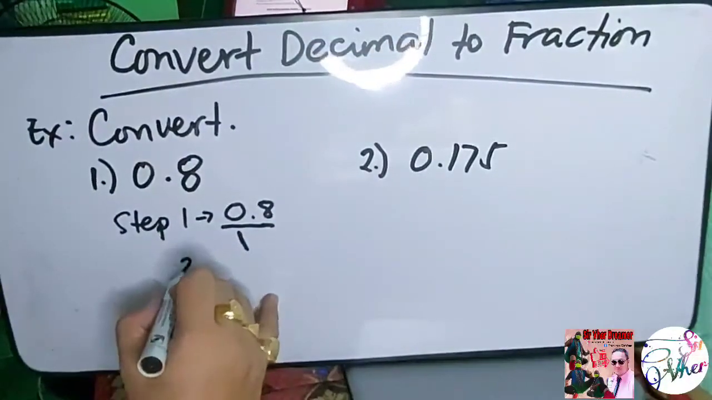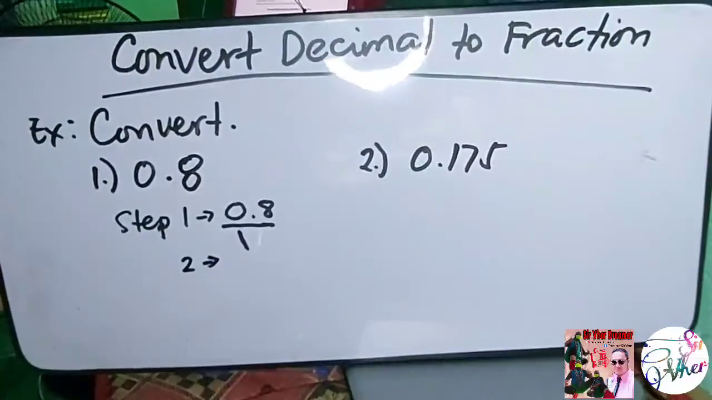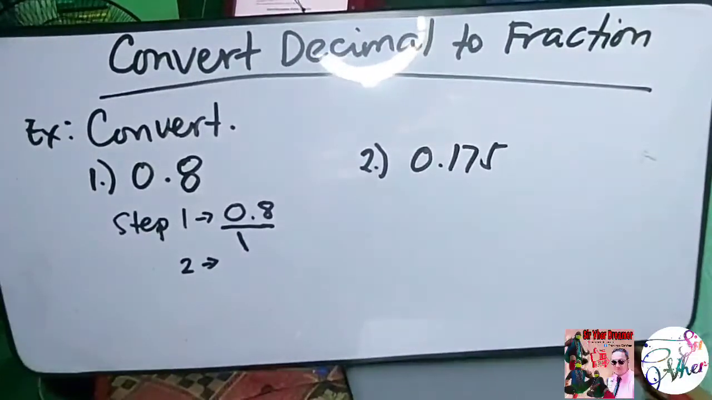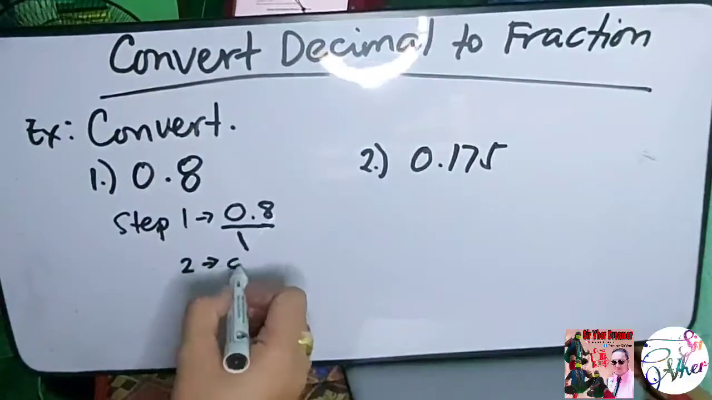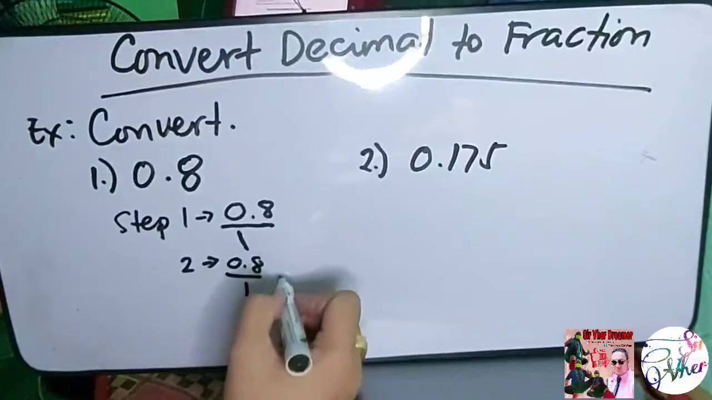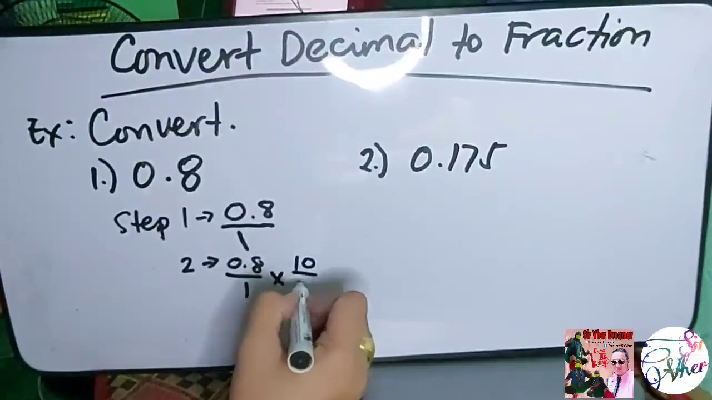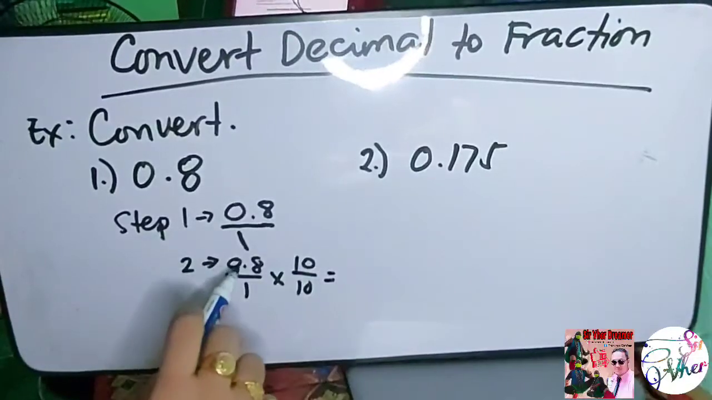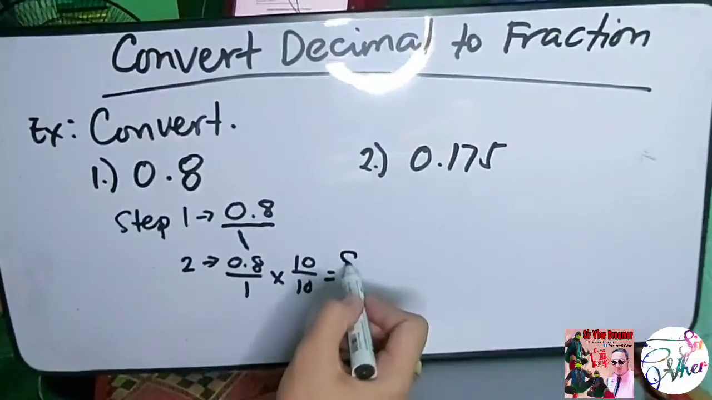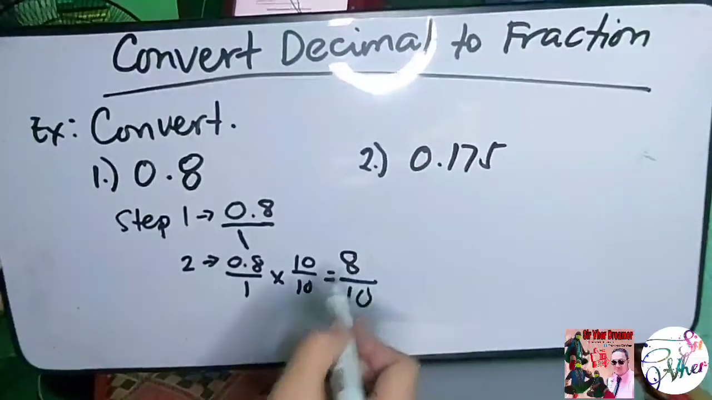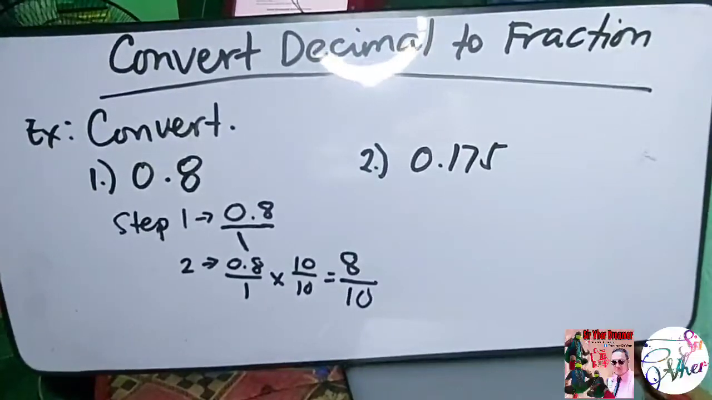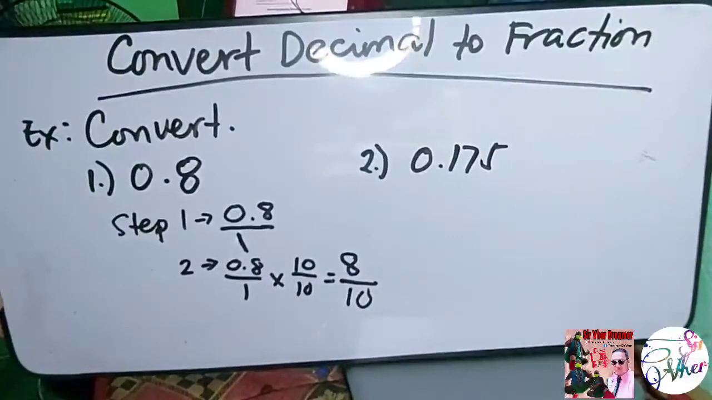Step 2, what is our step 2? Now for step 2, you are going to multiply. What is the place value? 10. So we are going to multiply 0.8 over 1 times 10 over 10. So what is the answer? 0.8 times 10, the answer is 8. 1 times 10, the answer is 10.